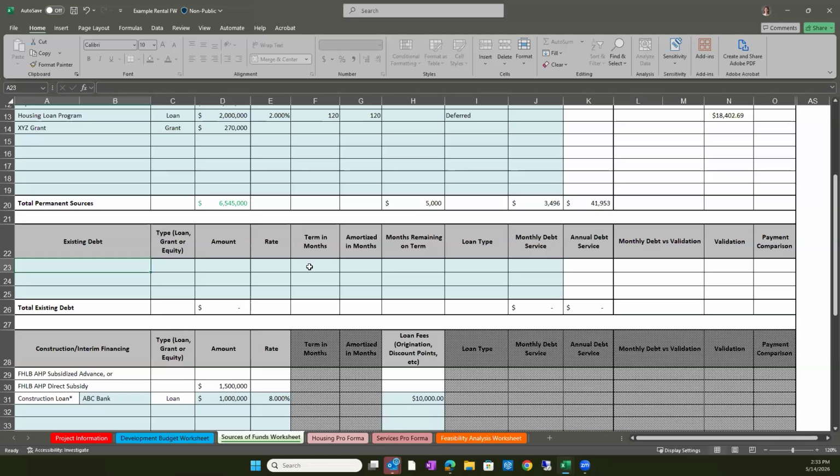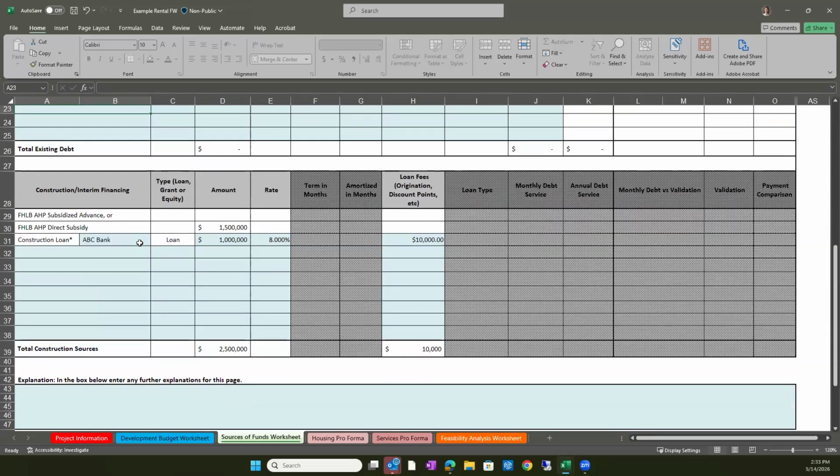We also understand that loan terms may have changed since the loan was originated. So if you put different terms than what was in the original promissory note or loan agreement, whatever that may be from a while back, then please provide documentation to verify the current loan terms, such as a loan statement. All right, that is existing debt. I'm then going to move to construction and interim financing.